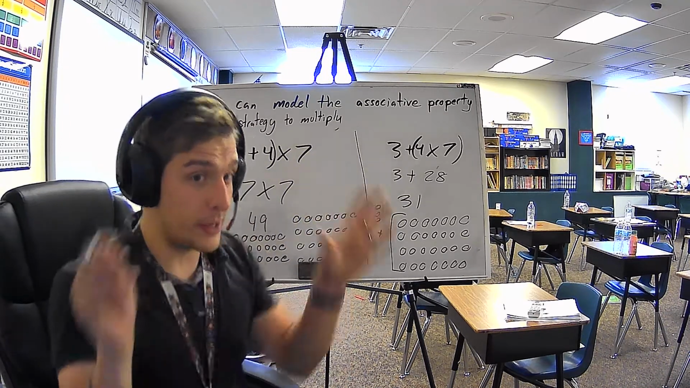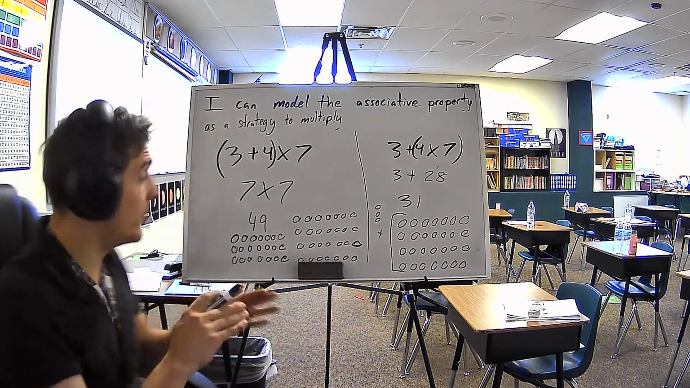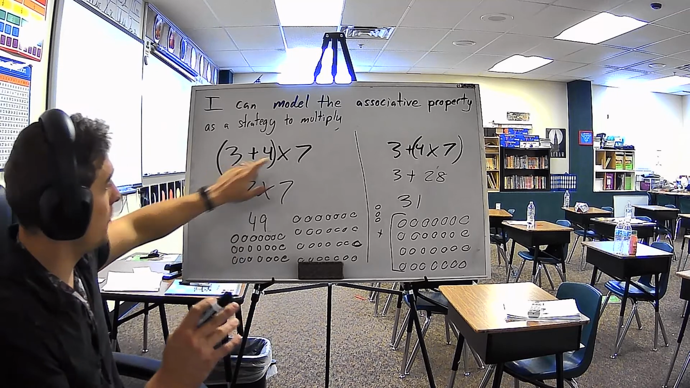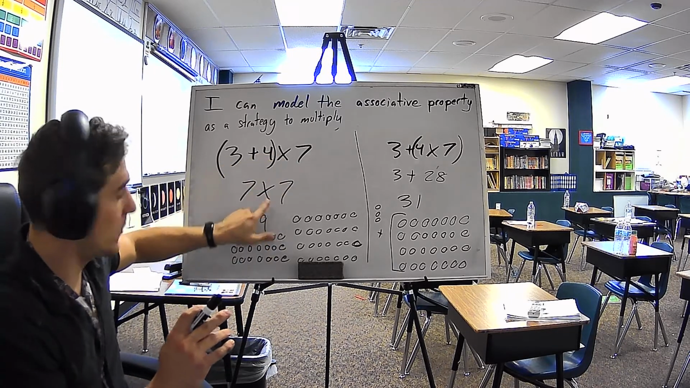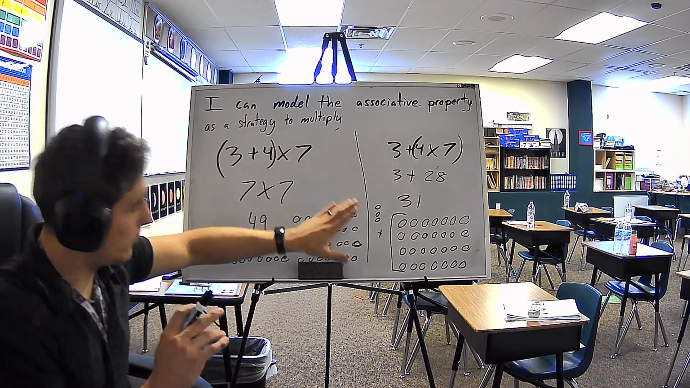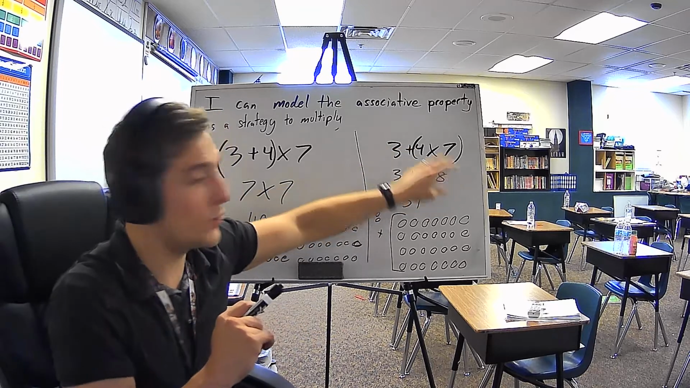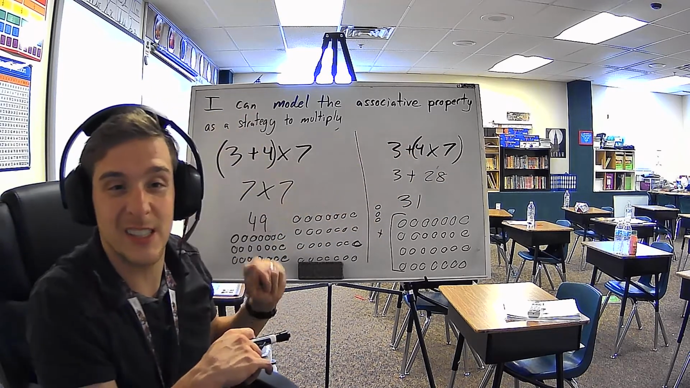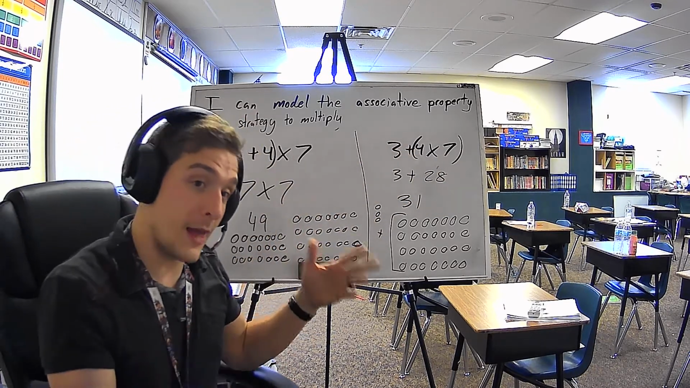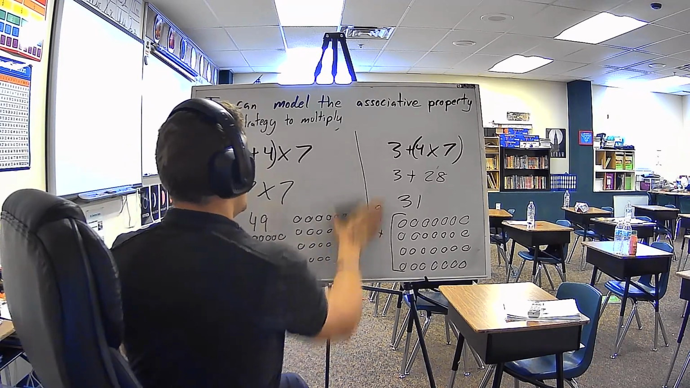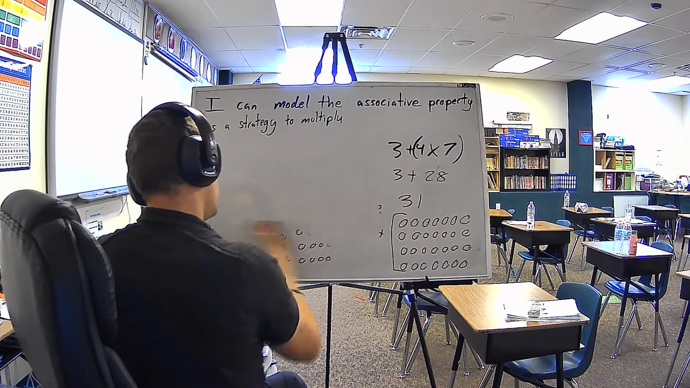That's visually what they're talking about. That's how they are visually different. This is 3 groups of 7 plus 4 groups of 7, which is 7 groups of 7, while over here I have 4 groups of 7 with an additional 3 off to the side. That's what it means. So this makes me ask a question here.